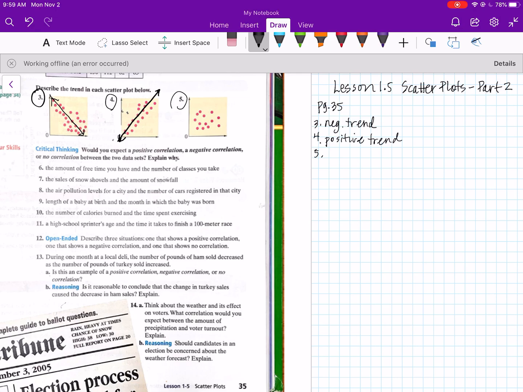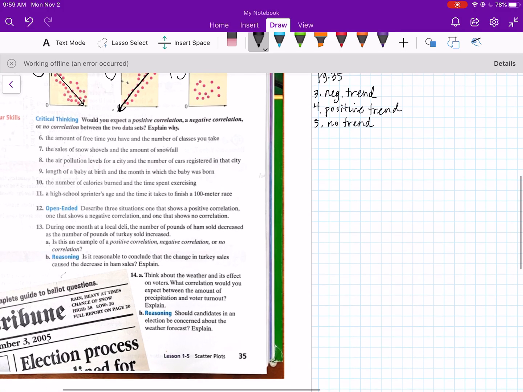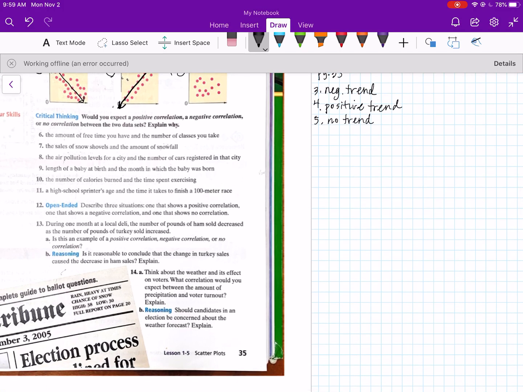And last but not least, there's no way for me to draw a trend line. Those are just scattered all over, and we would say that this is no trend. Not a trend available. All right, so those were quick, kind of getting us back into the swing of things. So now let's look at this critical thinking. Would you expect a positive correlation, a negative correlation, or no correlation between the two sets of data, and explain why? So we're looking at number 6.